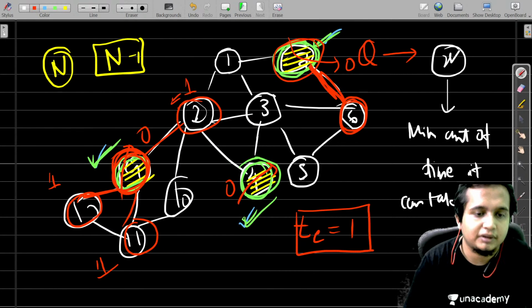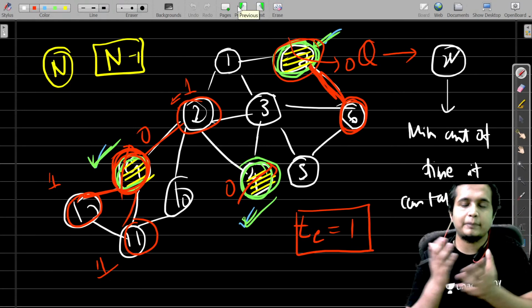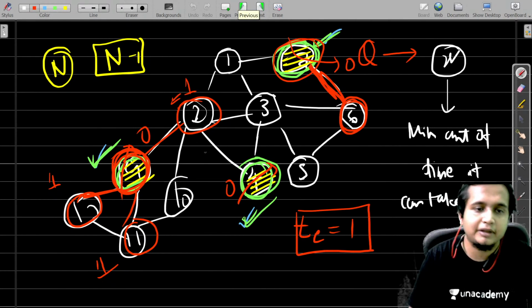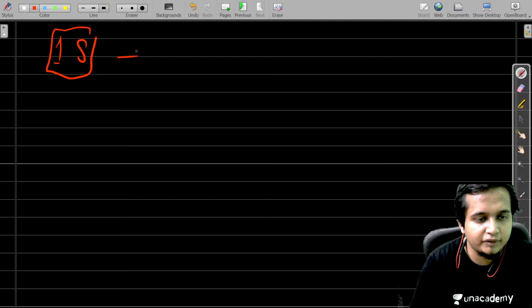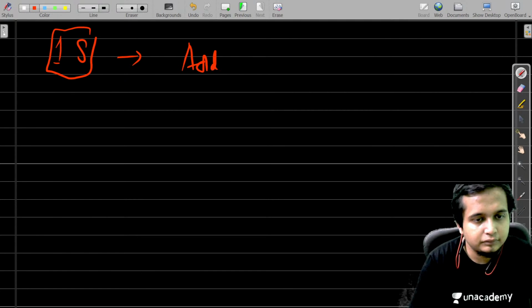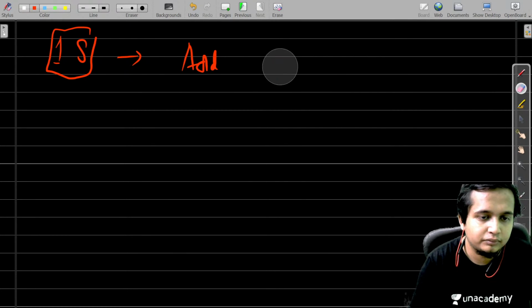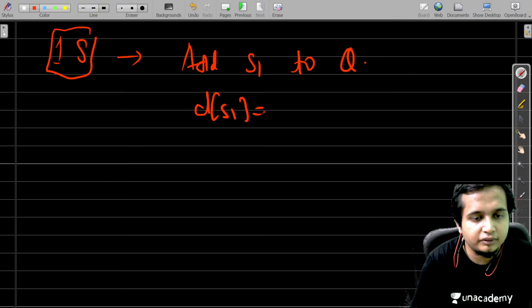So see one thing, you can try some examples as well, that will also help you, but let me tell you one thing. What we did in normal one source BFS was, there was only one source node: add S1 to Q, and mark distance of S1 as 0.